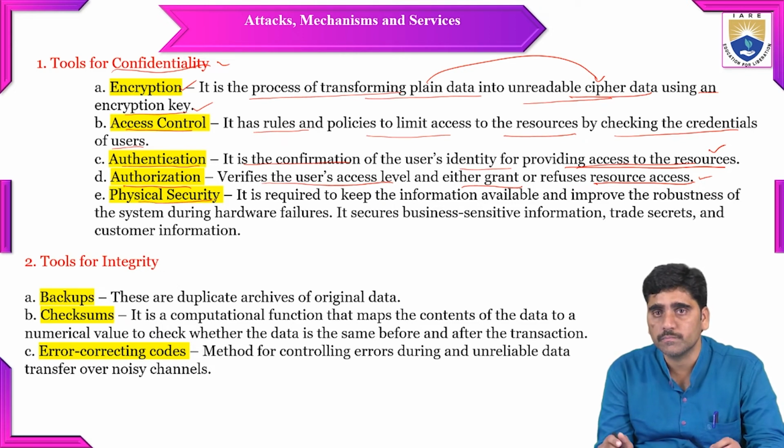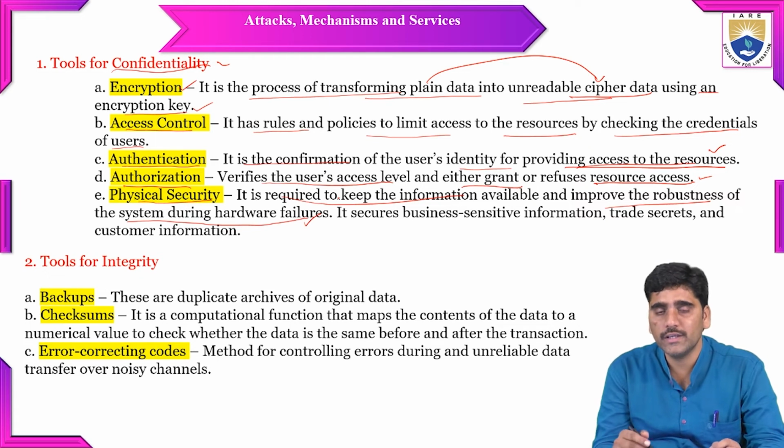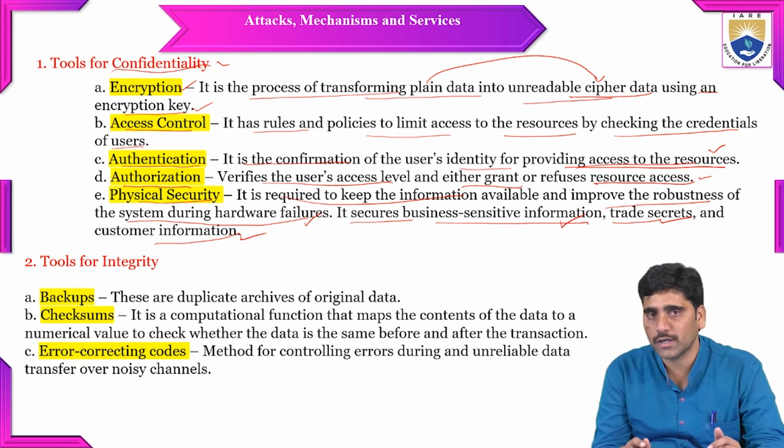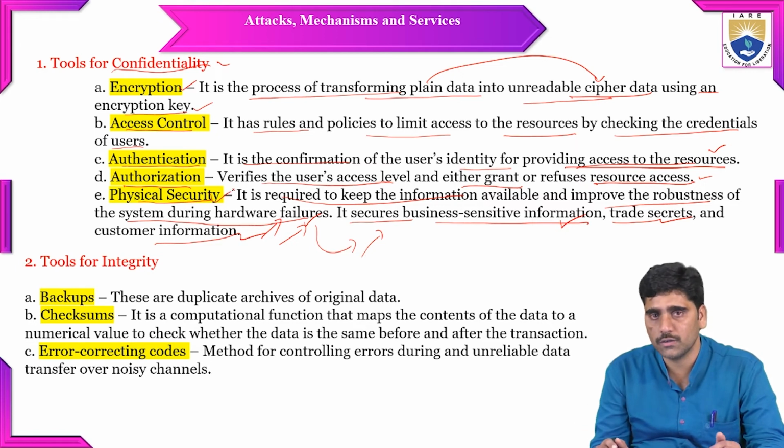And physical security. It is required to keep the information available and improve the robustness of the system during hardware failures. If any system crashes, then we have to take backup for restoration. It secures business sensitive information like trade secrets and customer information. Any organization has all the data of customers or students. If any device fails, you keep all that data on another device, so that you can take backup and restoration from another device. That is the physical security you have to maintain.